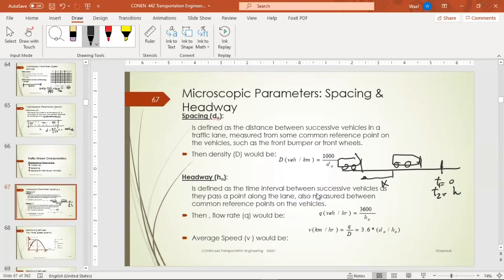If we have the average headway on a highway, say H bar, that means every 2 seconds, for example, we have a vehicle passing. What does this mean? That means the flow rate Q equals 3,600 divided by 2, then we have 1,800 vehicles per hour. If every 2 seconds you have one vehicle passing, that means in 3,600 seconds, that's 1 hour, how many vehicles will pass? 1,800. You get this point? Any questions?